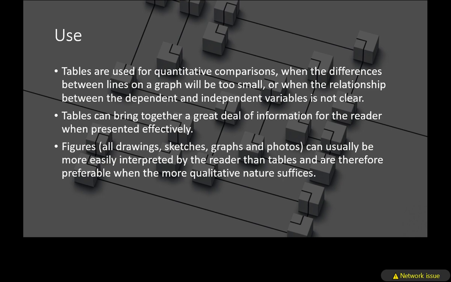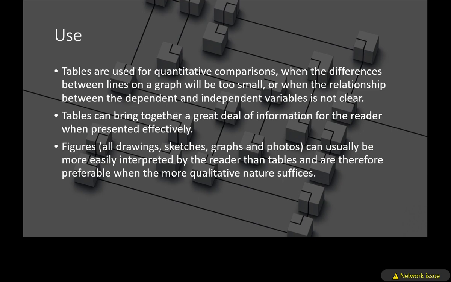So if you are comparing between exact numbers, then tables are more preferred. If you are comparing between trends, patterns, for example, everybody knows sine and cosine, right? So their curves are different. I am not interested in finding the value of sine 20 and sine 30 and cosine 20 and cosine 30. I just want to see the shape. So I will use a figure.